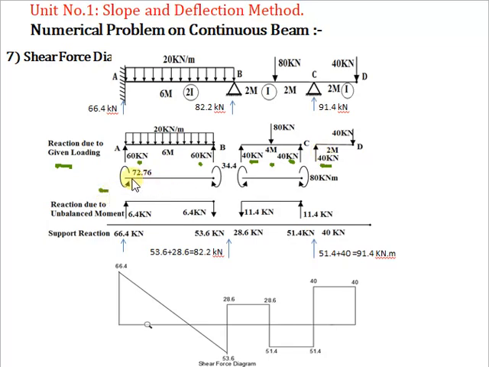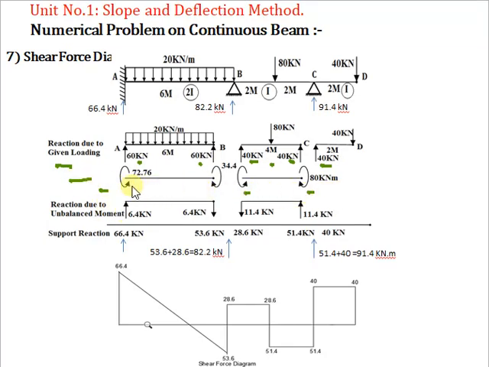Now next is to consider the end moments. At A there is an end moment in anticlockwise sense, positive 72.76, and at B it is in a clockwise sense, minus, so 34.4 in a clockwise sense. And at B for span BC it is positive, so it is in an anticlockwise sense, and the magnitude is 34.4. Now at C, for span BC, the end moment is in a clockwise sense, and it is a minus. That's why clockwise sense, 80 kilonewton meter. So these are the end moments.